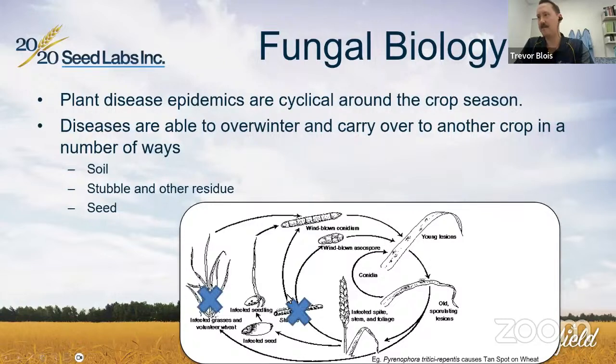So we can follow crop rotations, control volunteers to prevent those from being a source of inoculum. You can treat infected seed, and that prevents infected seedlings from occurring. Or if you're using clean seed, then you're not going to have that initial source of inoculum.